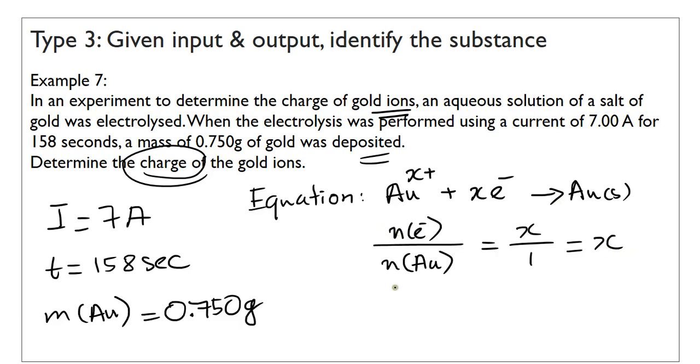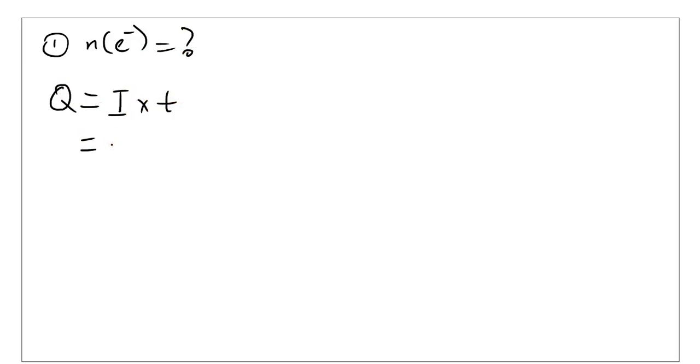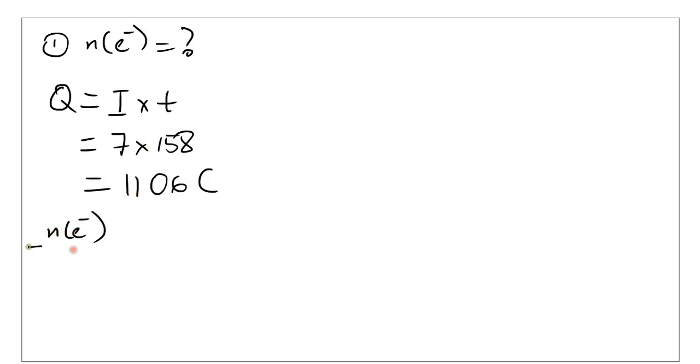So we need to find n of electrons and n of gold, which I think we can do both quite easily. The number of moles of electrons is very easy. We've done so many of these in the past half hour, because you're given current and time. 7 times 158 is 1106 coulombs, and then from here I can find the number of moles of electrons.